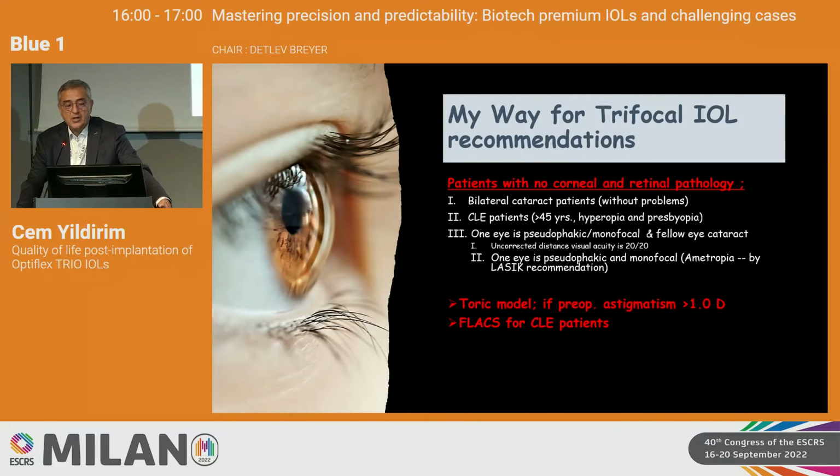My trifocal IOL recommendations are shown in the slides. The patients shouldn't have any corneal or retinal pathology. First recommendation is bilateral cataract patients, and second, clear lens exchange patients above 45 years old with hyperopia and also presbyopia. But these trifocal lenses can be accepted and well tolerated when implanted monocularly too. If you have pre-existing astigmatism over 1 diopter, please use toric models, and I strongly advise femtolaser-assisted cataract surgery for CLE patients.